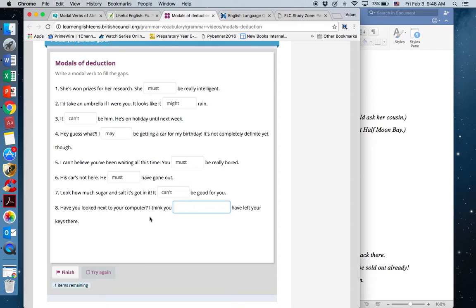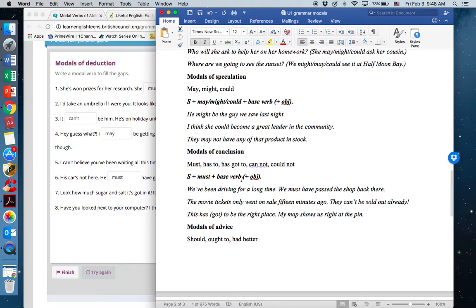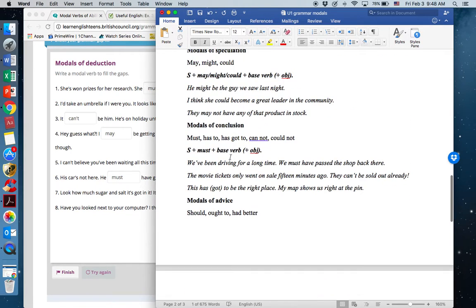Have you looked next to your computer? I think you have left your keys there. May, might have, may have, something like that. May and might have the same meaning. They are interchangeable. Modals of conclusion, finally. Must, has to, has got to, cannot, or could not. So we have subject, must, base verb, object clause. Or subject, has to, base verb, has got to, base verb, cannot, base verb, and could not, base verb.